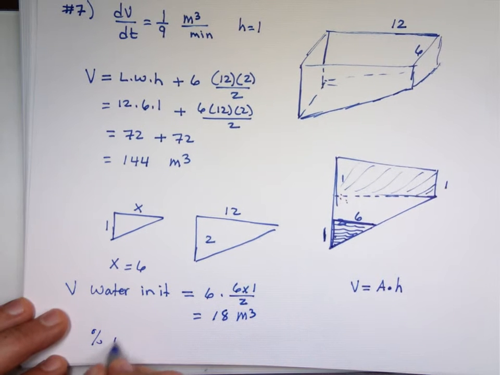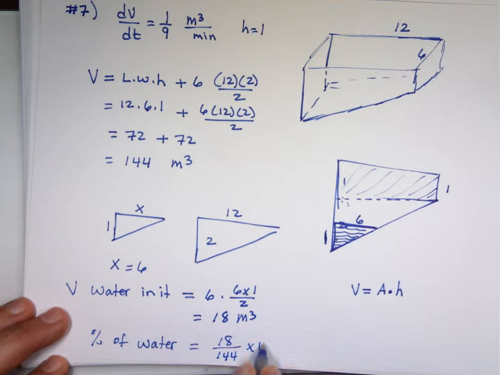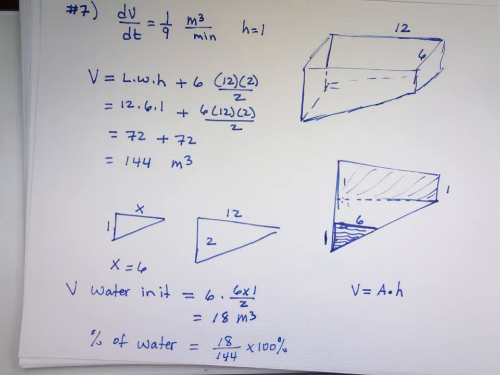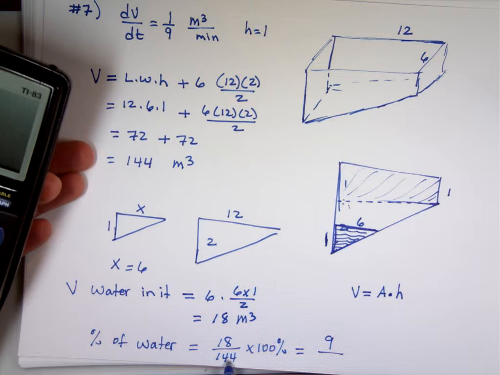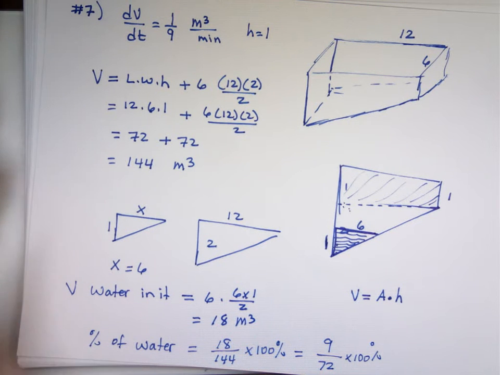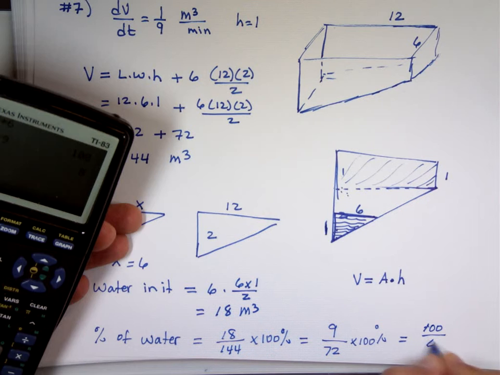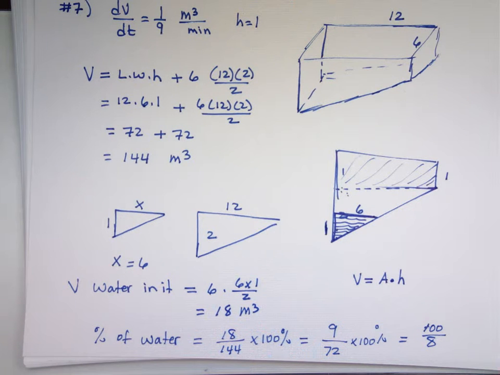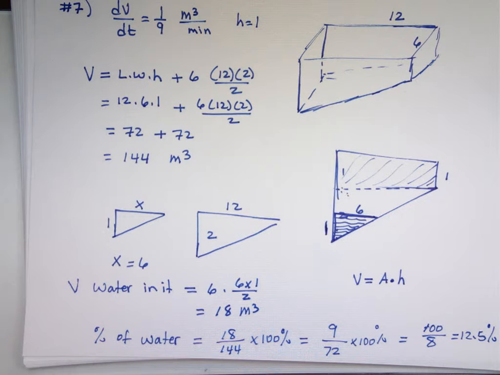So what percent of the pool is filled? The percent of water? It's 18 over 144 times 100%. We can divide by 2 because I'm sure they don't want a decimal value. That's 9 over 72. Nine and 72, can you divide 72 by 9? 8, right? So that's actually 100 over 8, 12.5%. So 12.5%.